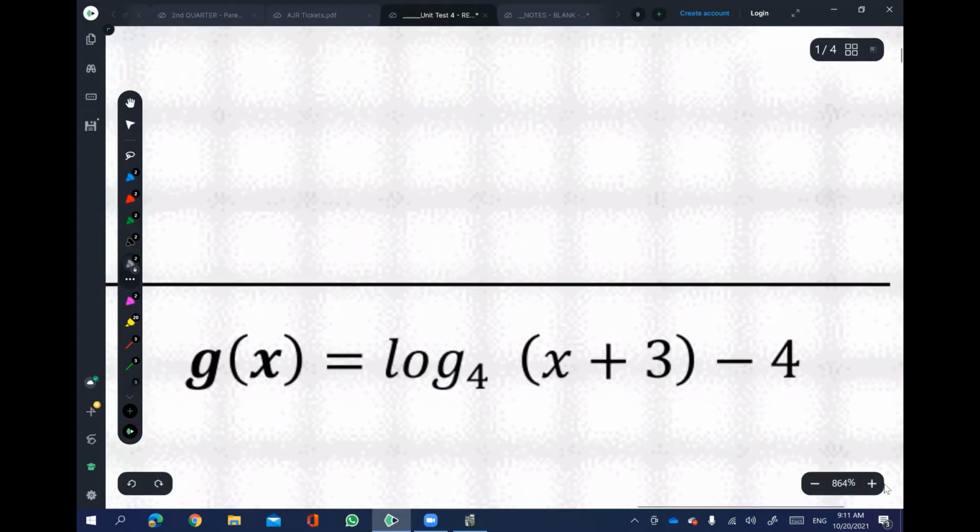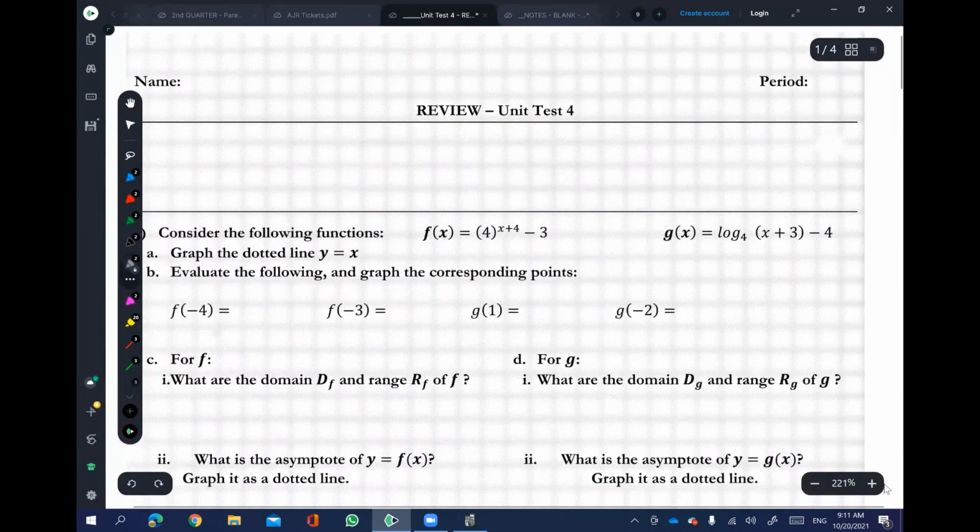Hello. So let us do this review of the unit test. Please, for the test, do not forget your last name, first name, and the period. I'm starting to take off points for that.